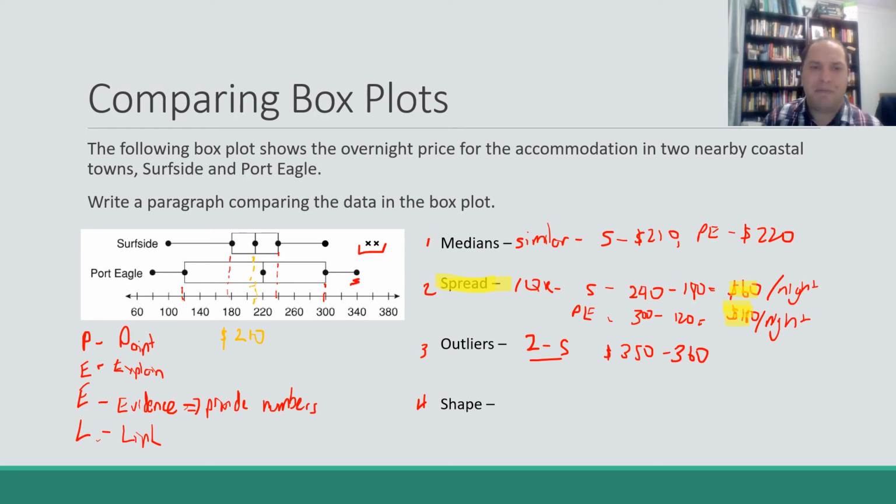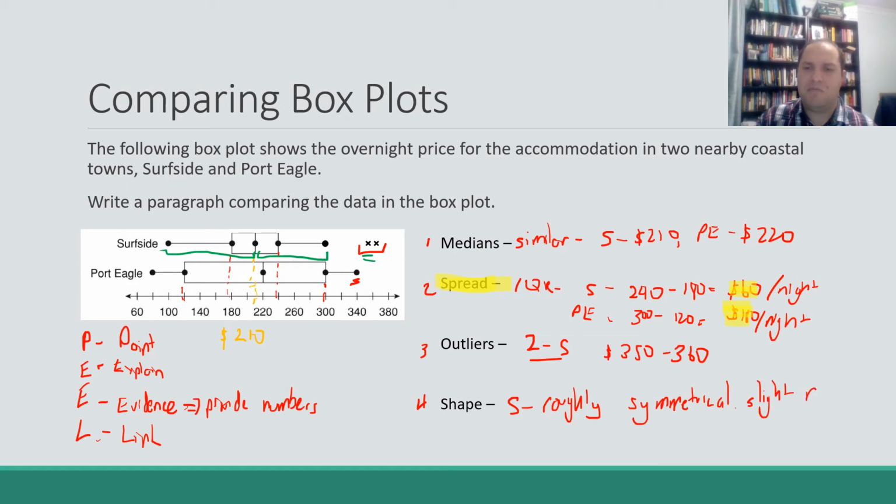In terms of shape, for Surfside, if we don't consider the outliers, both sides of Surfside, they look very similar. So in terms of length in our box plot, we can say it's roughly symmetrical. Or there's also a slight negative skew, because that left side looks like it's slightly longer than the right.